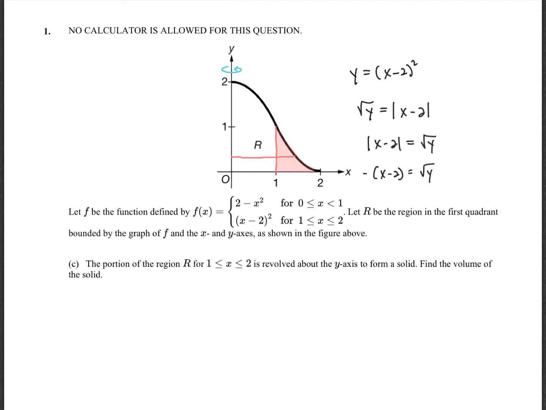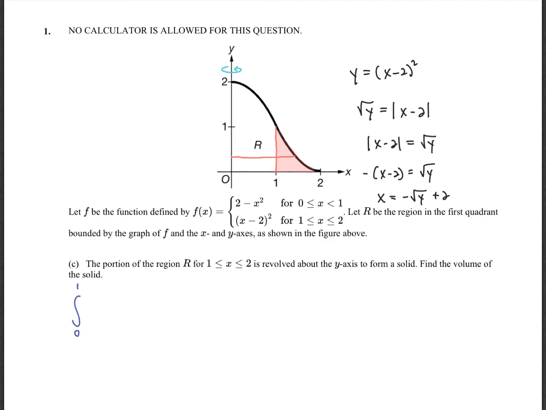Alright, so now we can solve for x. I'll negate both sides and add 2. So it'll be negative root y plus 2 on the outside. Alright, so that'll be the function that we use in our integrals. Okay, so now we're doing the integral from 0 to 1. Remember, these are y values. We're revolving this area, and this area goes from 0 to 1. If you plug in 1 in here, you get 1, so this point's 1 comma 1. So this goes from 0 to 1.